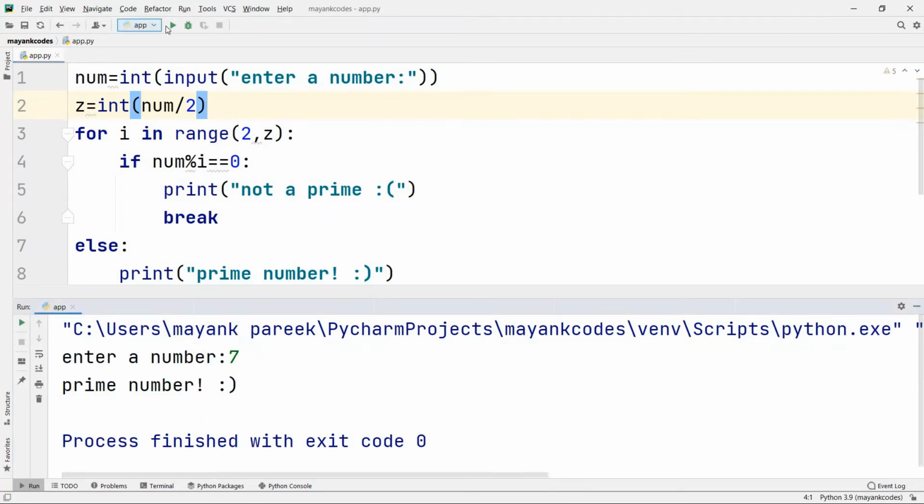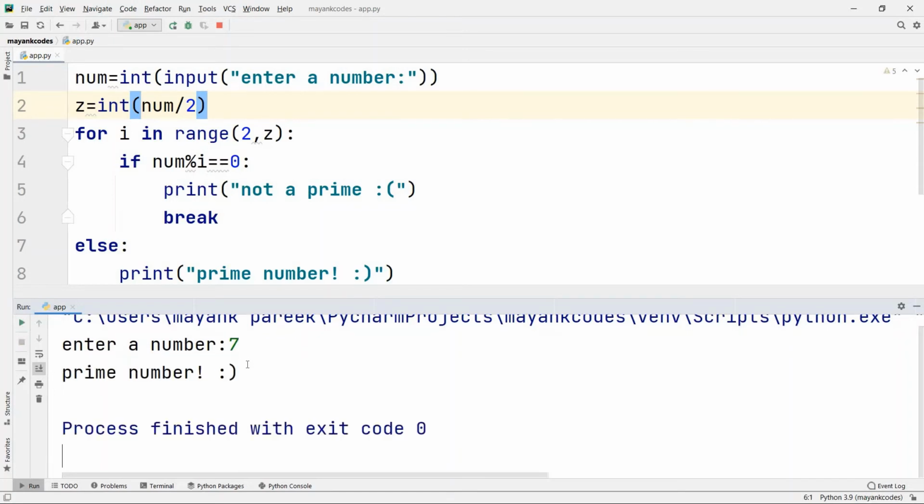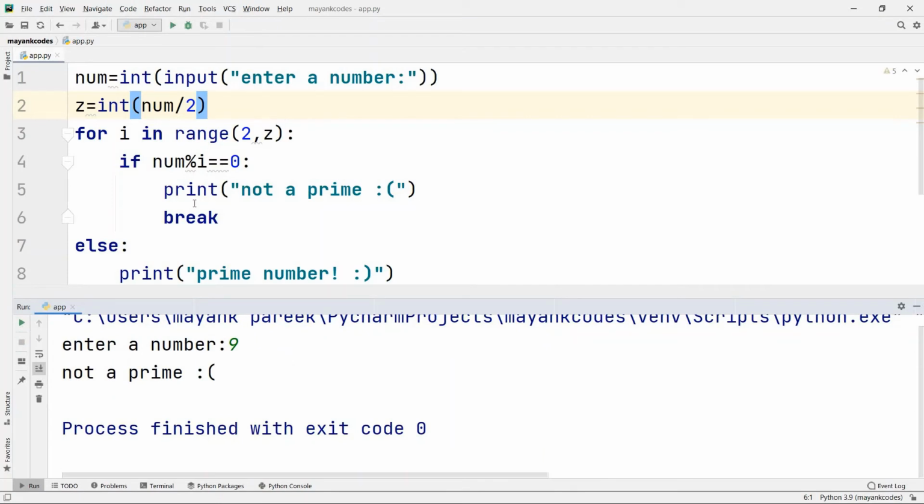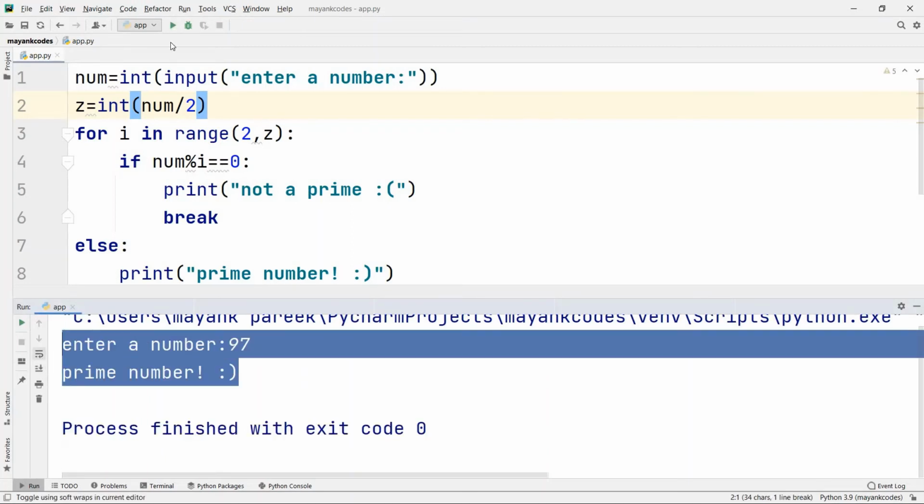Now if I run this code, of course you are not going to see how fast it is, but yes, the computer can feel that. If I take 7 now, you can see I'm getting prime, so it's working correctly. If I take 9 over here, then you are getting not a prime. You can check big numbers also. Let's take 97. 97 is a prime number, so we're getting that also, no problem with that.